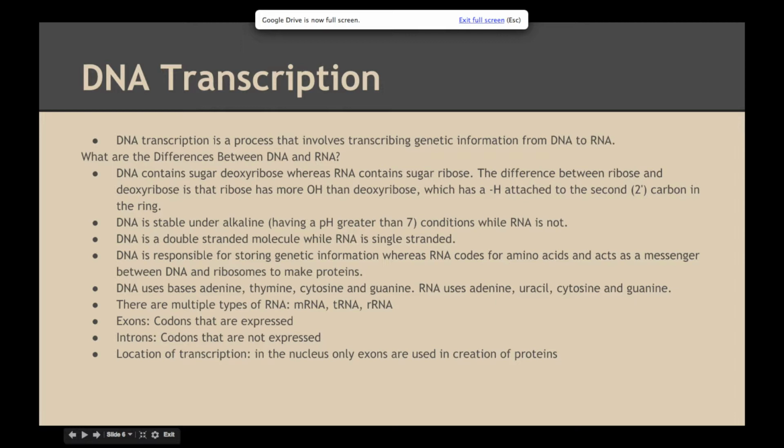The exons in transcription are the codons that are expressed. The introns are the codons that are not expressed. The location of transcription occurs in the nucleus, and only exons are used in creation of protein. Transcription of a gene begins in the nucleus when the double-stranded nucleotide sequences flanking the region of the gene open, revealing the single-stranded DNA sequence to be transcribed.